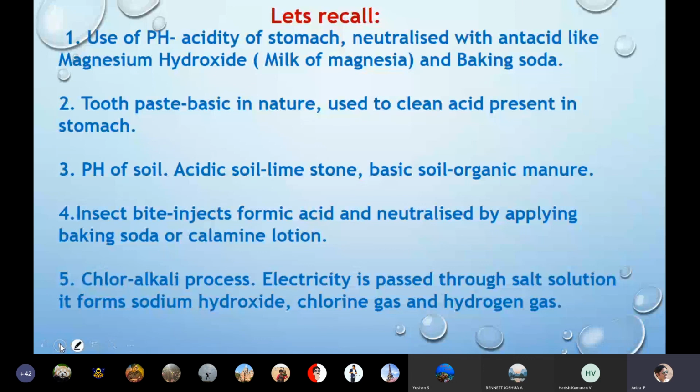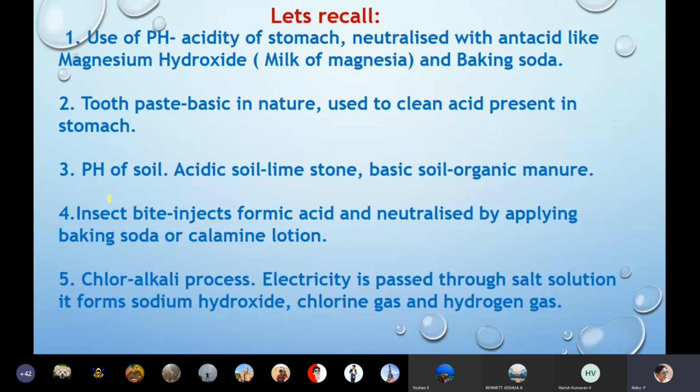The first thing we were discussing was the pH, the acidity of the stomach. Once the hydrochloric acid increases in the stomach, it can be neutralized by taking antacids, which are made of base, that neutralizes the acidity of the stomach. And we also saw toothpaste. Why is it said to be basic in nature? Because in the mouth it produces acid. So to clean that acid, the toothpaste is made of base.